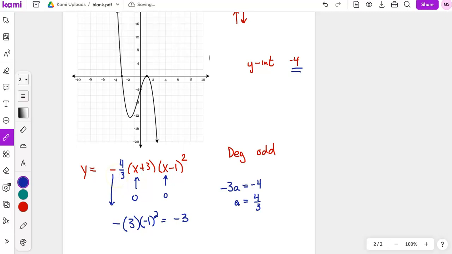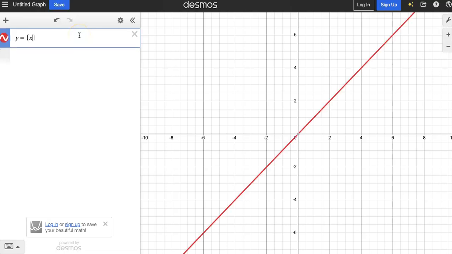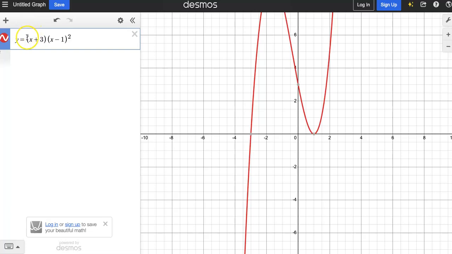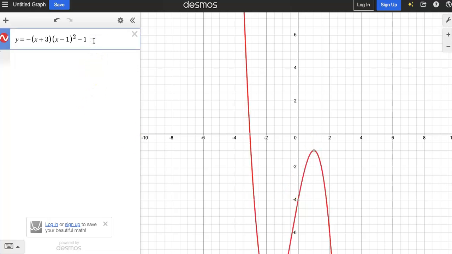Now, one thing a lot of students in class were doing is if they had the function like this, I think I had it backwards, hold on, x plus 3 times x minus 1 squared, and it was negative, so I'll put that in there. When they were getting the wrong y-intercept, they were saying, okay, well, my intercept should be -4, and I'm getting -3. So they were just saying, let's move that down 1.